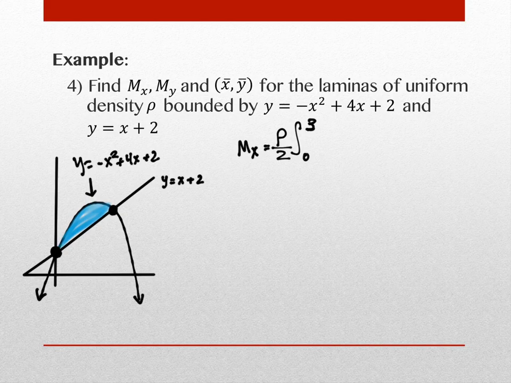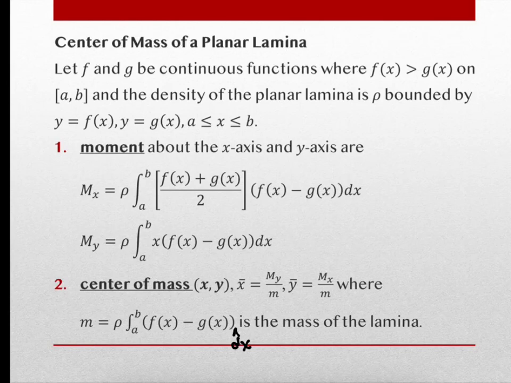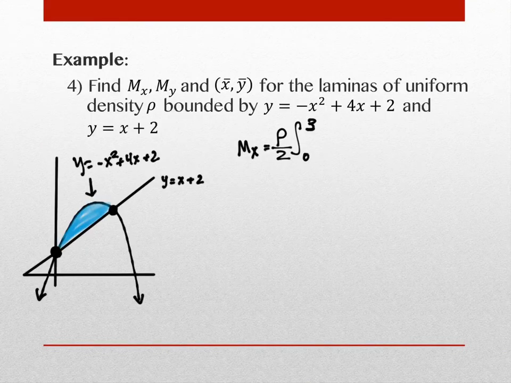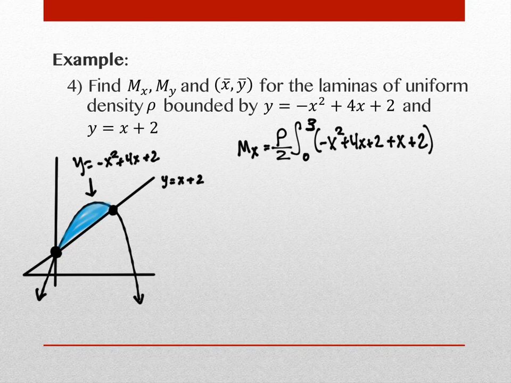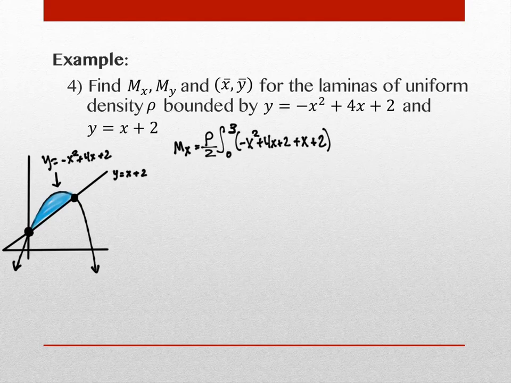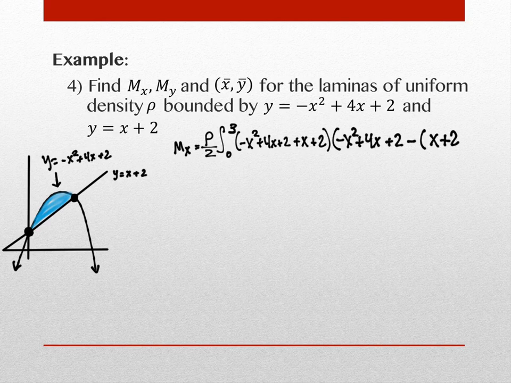Okay, now the formula over here says that I'm going to need to find the sum of my two functions and the difference of my two functions, correct? So that's what I'm doing next. So I've got the sum of my two functions, which is negative x squared plus 4x plus 2 plus x plus 2. And then the other one, which I'm now out of space for, so I need to do some shifting around, is going to be negative x squared plus 4x plus 2, and it's technically minus x plus 2. So I'm going to write it in embedded parentheses for the moment, and we'll distribute the negative in a sec.